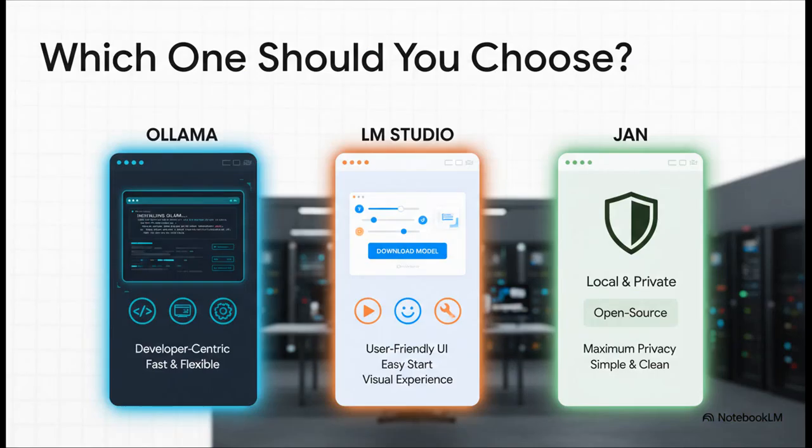So, which one is for you? It's pretty simple. You want the absolute fastest, most flexible option for coding or automation? You grab Ollama. You want the easiest, friendliest experience just to get started right now? You download LM Studio. And if maximum privacy and a simple open source chat experience is what you're after, Jan is the way to go.